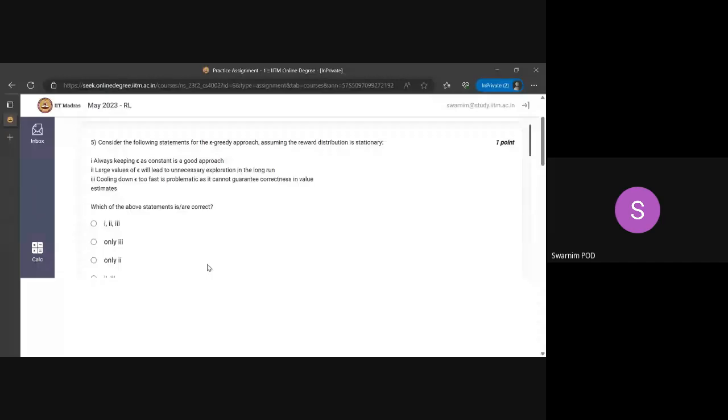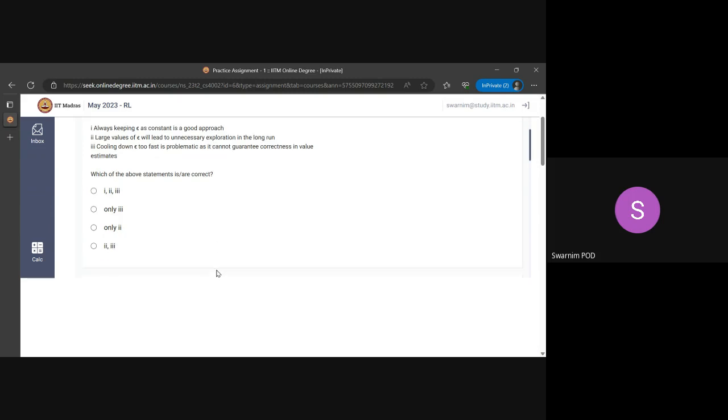Question number 5. Consider the following statements for the epsilon greedy approach, assuming the reward is stationary. Statement 1: always keeping epsilon constant is a good approach. Statement 2: large values of epsilon will lead to unnecessary exploration in the model. Statement 3: pulling down epsilon too fast is problematic as it cannot guarantee correctness in value estimates.